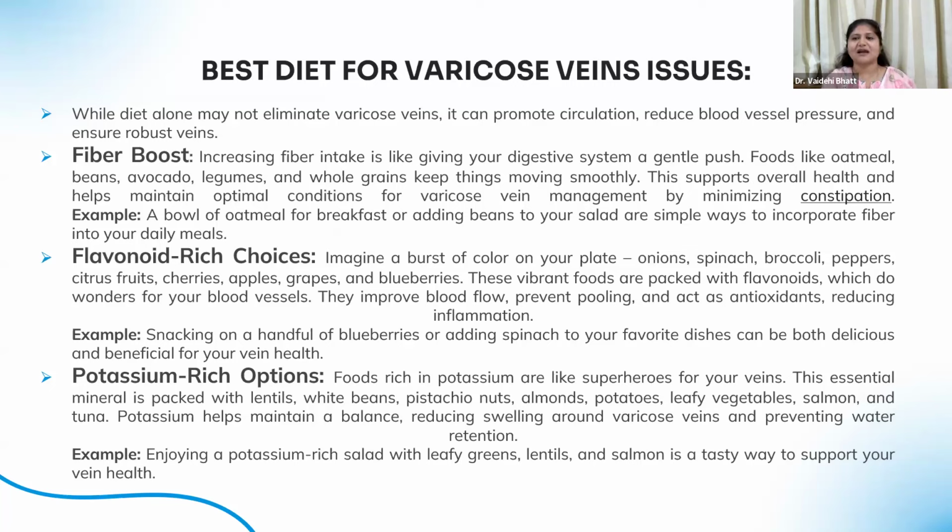Then a flavonoid-rich diet, like onions, spinach, broccoli, and peppers, will help prevent the blood from thickening and help the blood flow properly, and that will prevent pooling, and will act as an antioxidant and reduce inflammation. Then potassium-rich supplementation, almonds or dry fruits, beans, potatoes, and green leafy vegetables, will help reduce the swelling of the varicose vein and help in the retention of the flow.